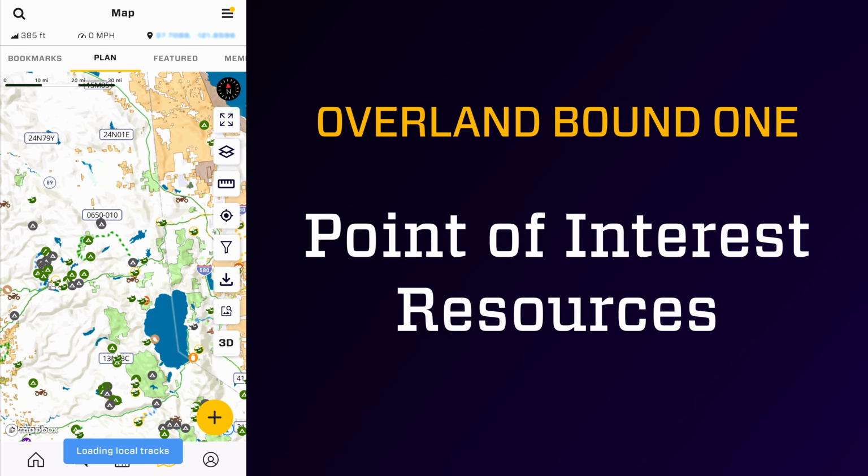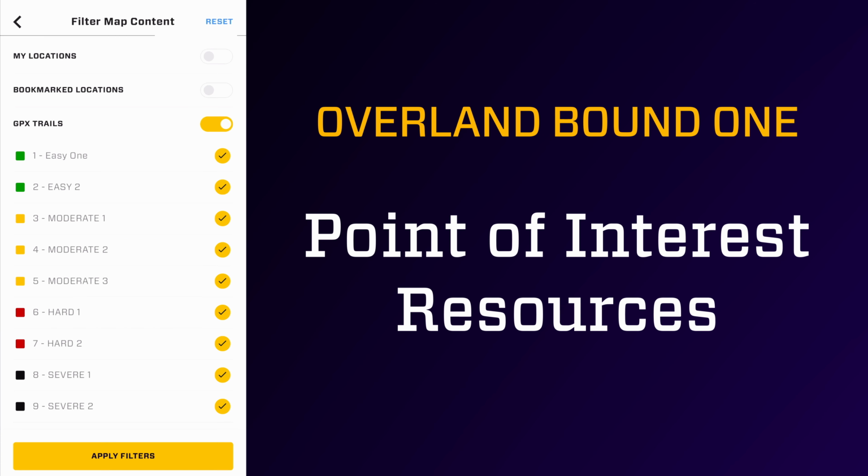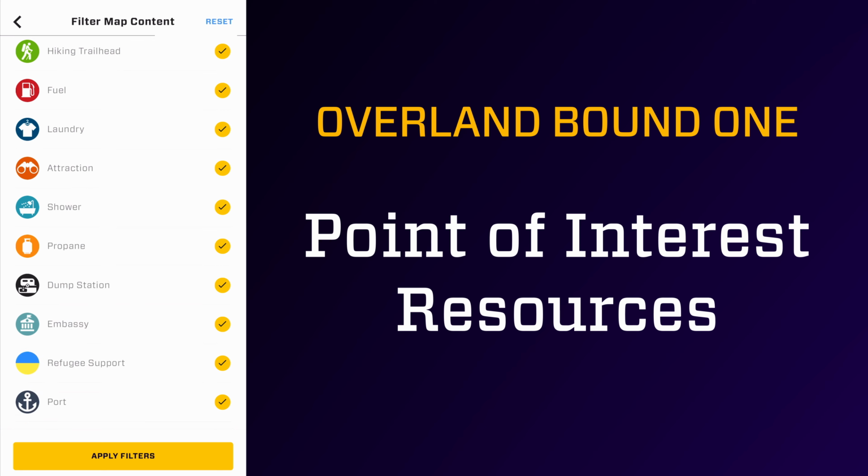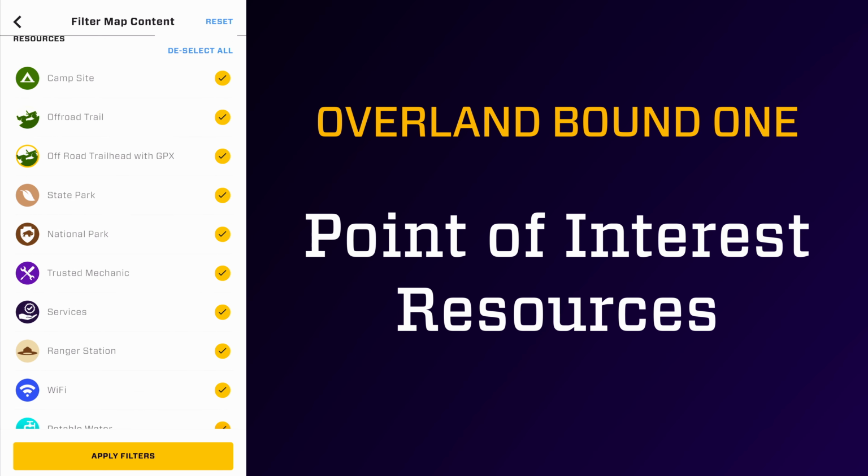All right, you guys, in this tutorial, we are going to talk about points of interest resources in the Overland Bound 1 app. So let's just jump right into it. Okay, so points of interest are shown on the map as a series of icons. Just looking at the variety, you can see there's a bunch of different types of point of interest resources.